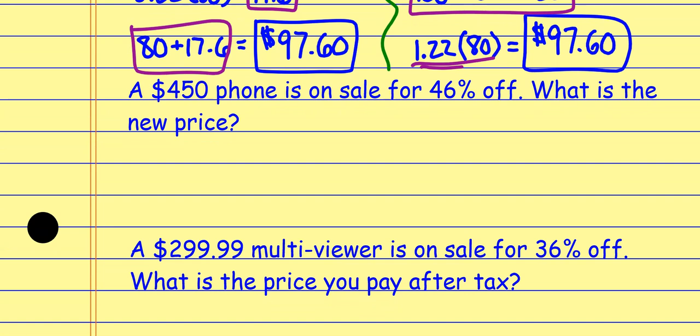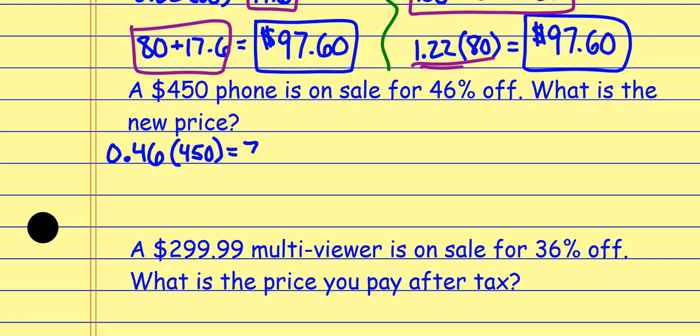So if I look at this one, it says a $450 phone is on sale for 46% off. So now I'm decreasing the price. It's a discount. What's the new price? So if we're doing it the way that takes maybe a little bit more effort, I'm going to say, hey, let's find the 46% off. So 46% would be 0.46 times the 450.